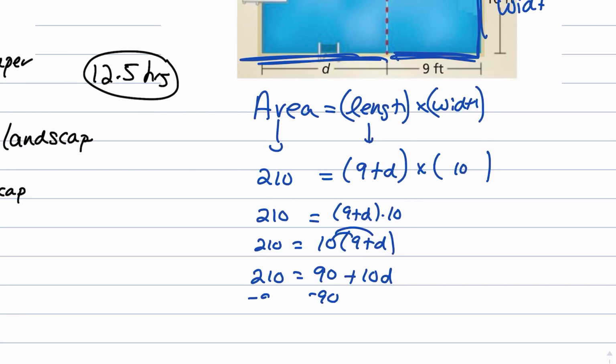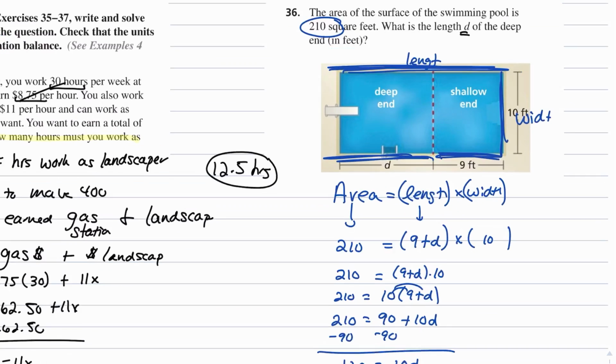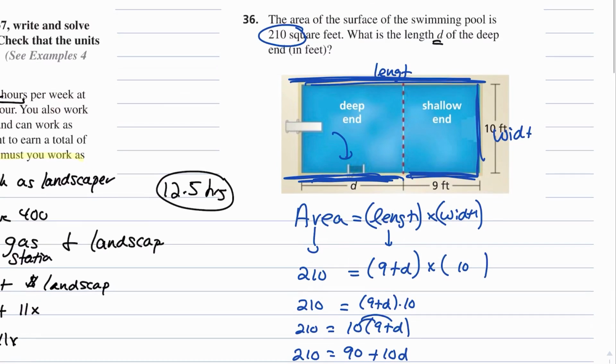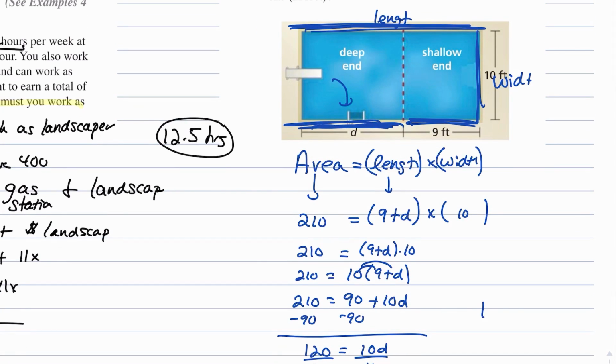To start to isolate our variable d, we're going to undo addition and subtraction first, so 210 minus 90. And I don't want 10 times d, so I undo multiplying by 10, I'm going to divide by 10. So we get 12 is equal to d. So if they asked us what is the length of the deep end, we found d, and d actually directly answers what we want. That distance is the length of the deep end. This was measured in feet, so it is 12 feet.